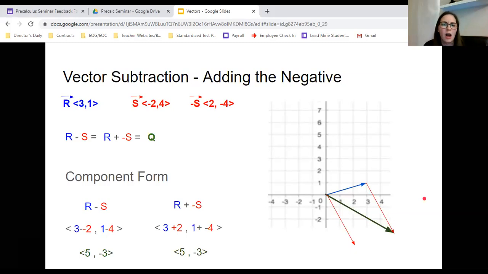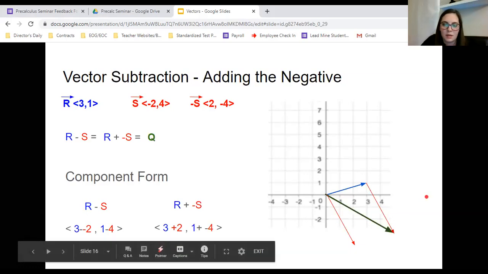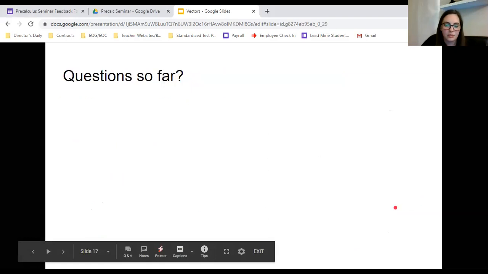Any questions on vector addition or vector subtraction or scalar multiplication? All right, it looks like we are good there. So nobody has any more questions.